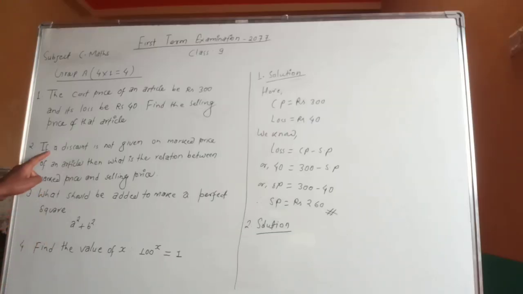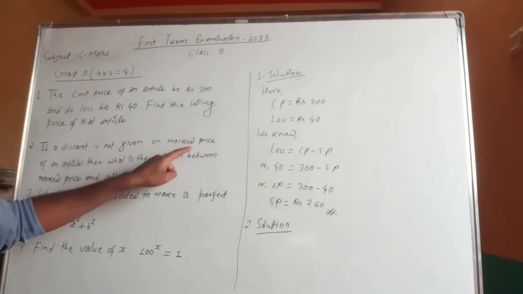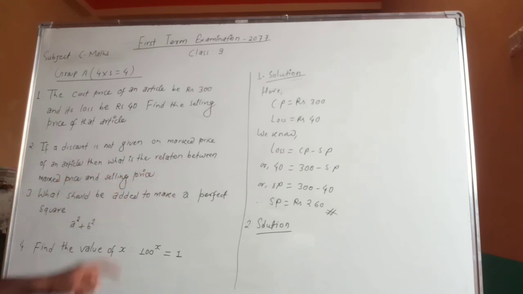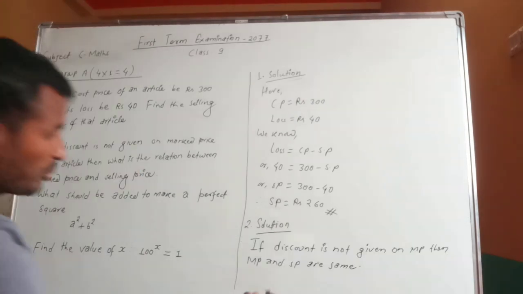Question number second. If a discount is not given on the marked price of an article, then what is the relation between marked price and selling price? If discount is not given on MP, in this case MP and SP are the same.